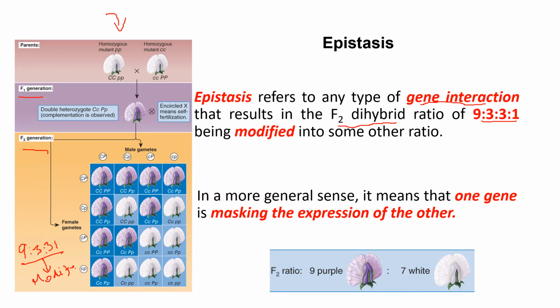And this is an example. Here, instead of getting a 9:3:3:1, you have 9:7. So you still get 16. Here you still get 16. So these three here, let me have it in blue. This now becomes 7 because there is a masking of a gene. And there are multiple examples of that.